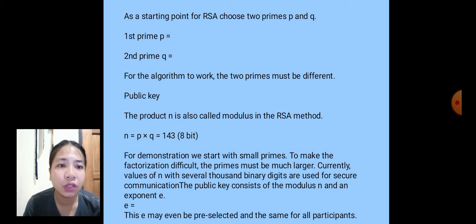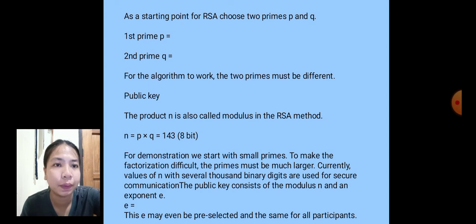For demonstration, we start with small primes. To make the factorization difficult, the primes must be much larger. Currently, values of n with several thousand binary digits are used for secure communication, and the public key consists of the modulus n and an exponent e. This e may even be preselected and the same for all participants.